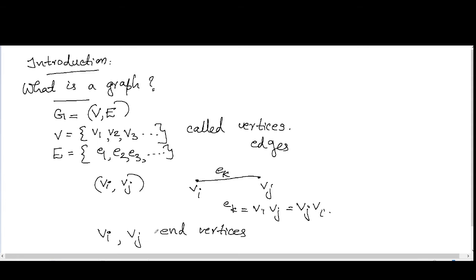In a graph, vertices are represented as points. Points like this. Here one vertex, here another vertex. And each edge is a line. Here you can see that the vertices Vi and Vj are connected by the edge Ek. For example, we can draw a graph here. Suppose we have a graph like this.